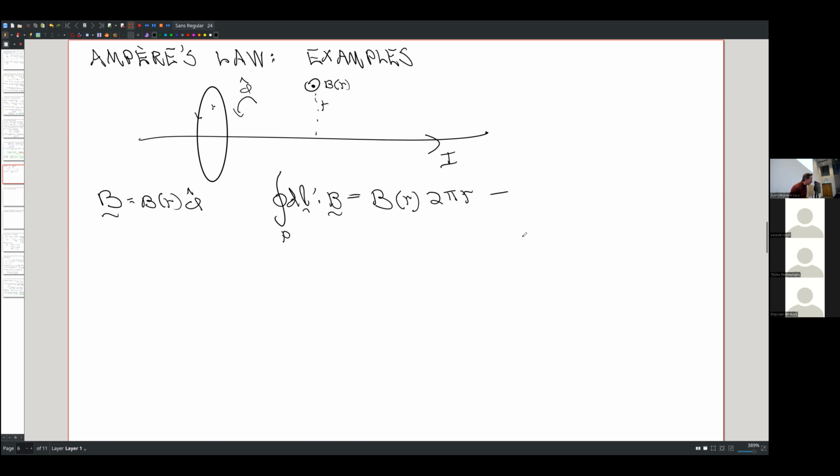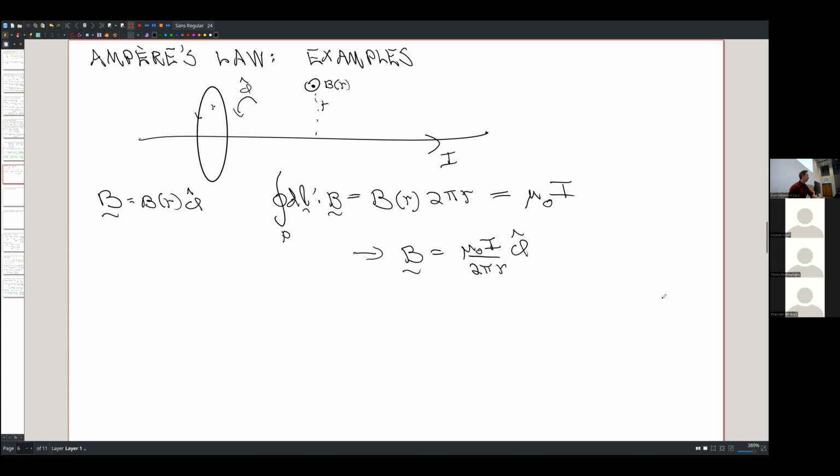And what must that be equal to? Well, Ampere tells me that this has to be mu0 times the enclosed current. But the enclosed current is just this current here, I. So that's it. You immediately get that your B has to be equal to mu0 I over 2 pi r in the phi hat direction. So it's really the one line derivation of what we have done before with this slightly stupid integral that we did.